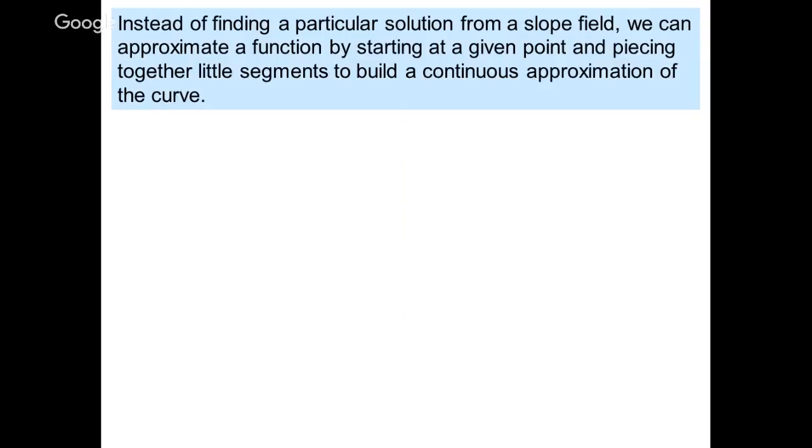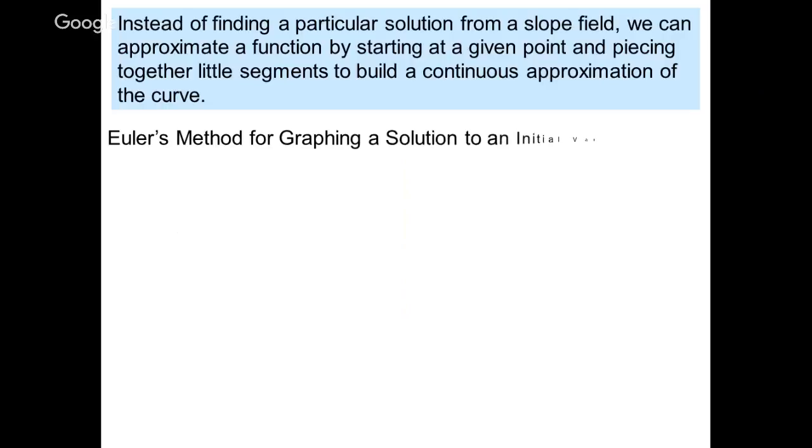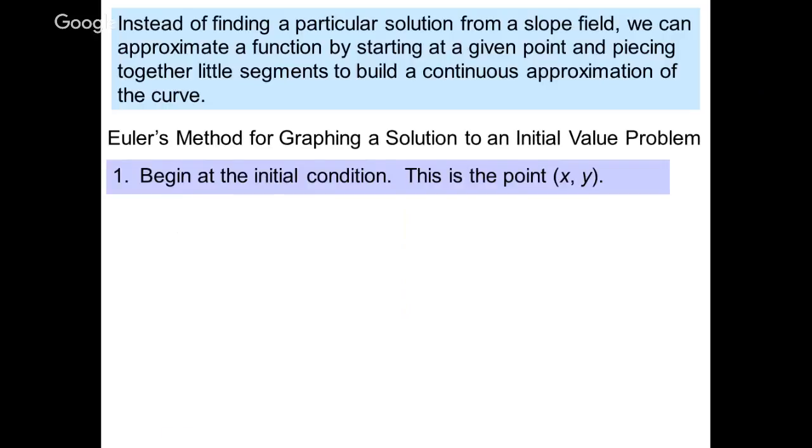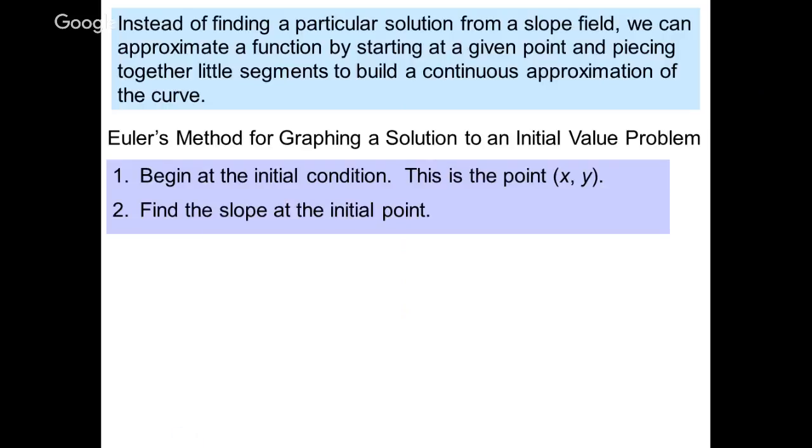Sometimes we can approximate a function value, like I alluded to a moment ago, when you're starting at a given point and you know the slope. So this is Euler's method. You begin at the initial condition. This is the point that they give you, right? They're going to give you an x, y point. You find the slope of that point because you're given the derivative. Just plug in the x and the y to find the slope of that point.